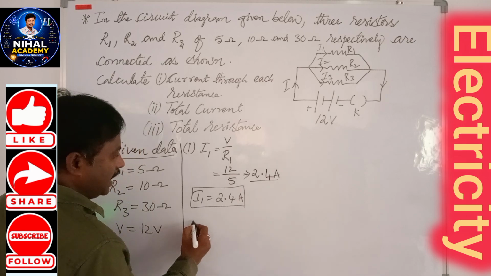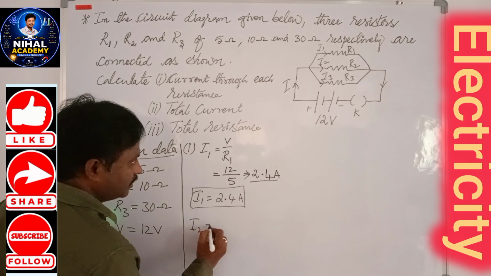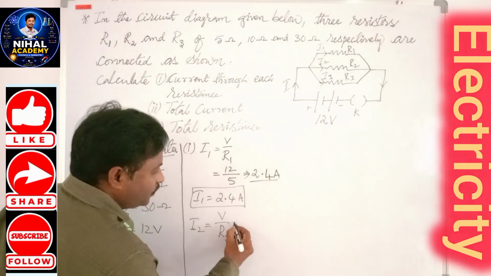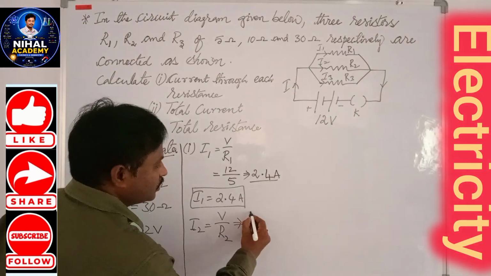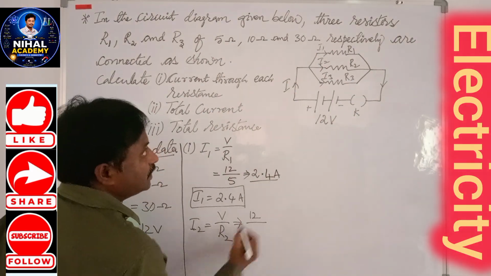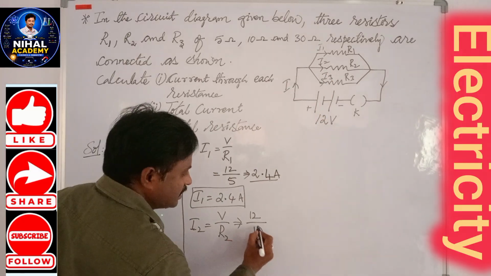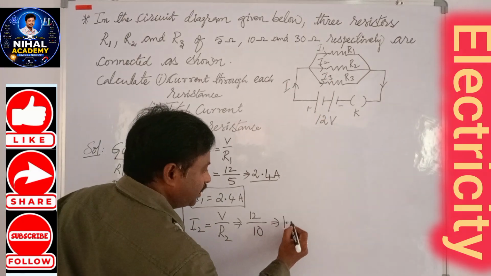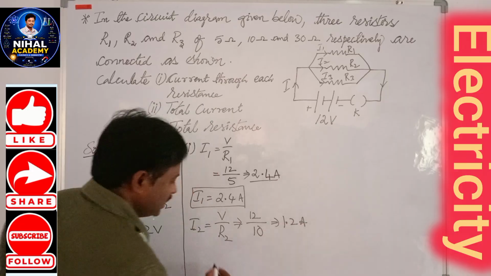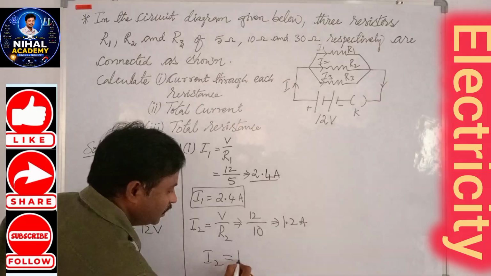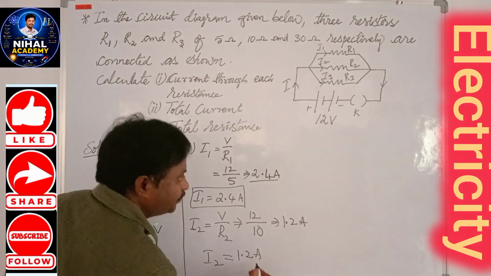And next, I2, how can you write? It is equal to V by R2. So V value is constant. So that is 12 by R2, that is R2 value is 10 ohm. So this is equal to 1.2 amperes. So the current I2 passing through the second resistance R2 is equal to 1.2 amperes.